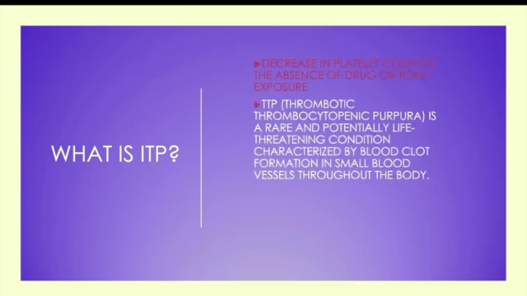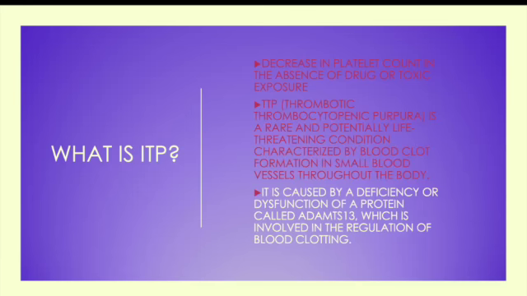So you'll see these patients have blood under their skin, which is going to be your thrombotic thrombocytopenic purpura. It is a rare and potentially life-threatening condition characterized by blood clot formations in small blood vessels throughout the body. And then it is caused by deficiency or dysfunction of a protein called ADAMTS13, which is involved in the regulation of blood clotting.